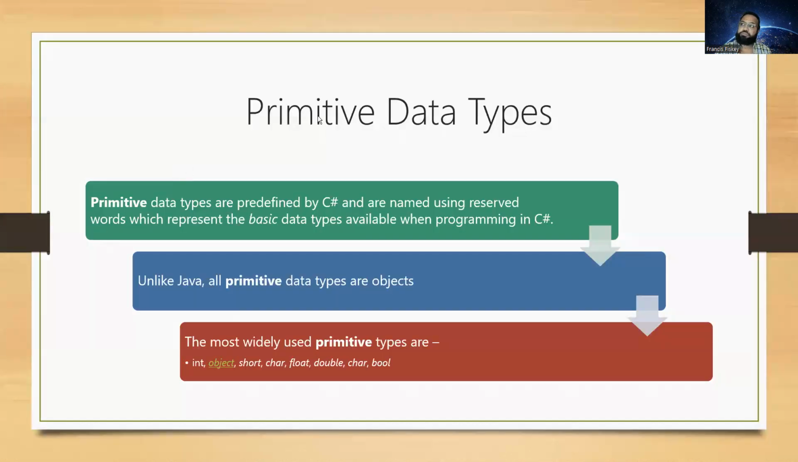Well, primitive data types are predefined by C# and are named using reserved words, like int, string, bool, things like that. Please understand that we have spoken about primitive data types in passing and in detail, but I wanted to dedicate a micro lecture just to it. Unlike Java, all primitive data types are objects.